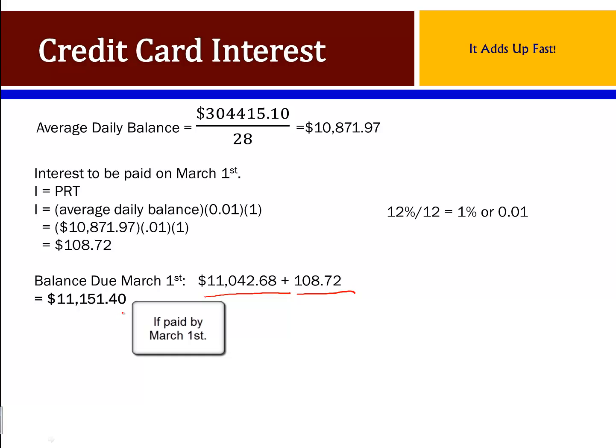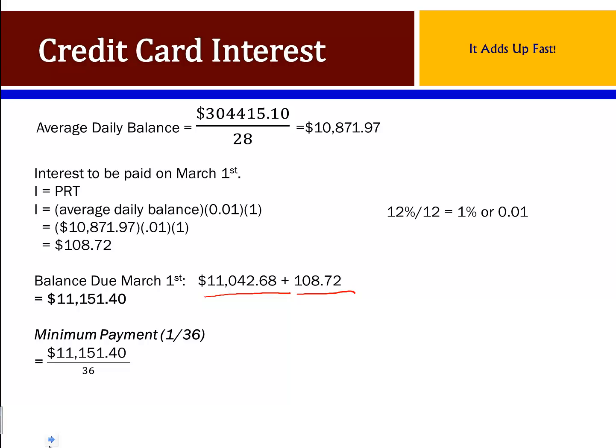Remember, there will be no further interest charges if you pay this entire balance in full. But if you only pay the minimum monthly payment using the 136th plan, you take that amount, multiply it times 136, which is the same as dividing by 36.